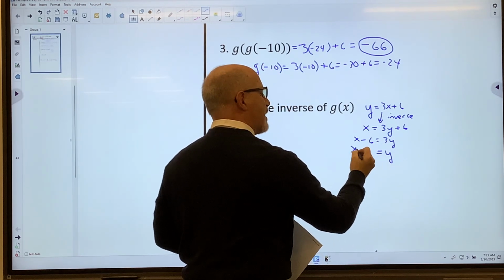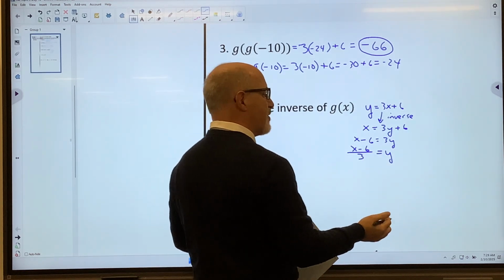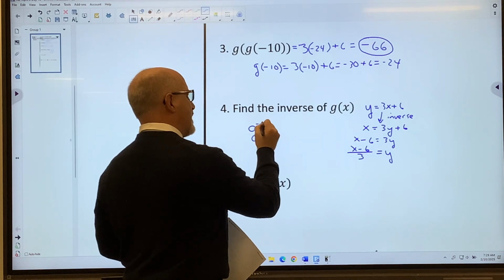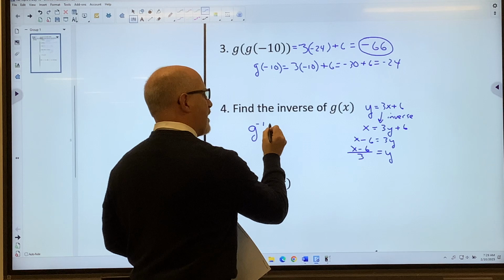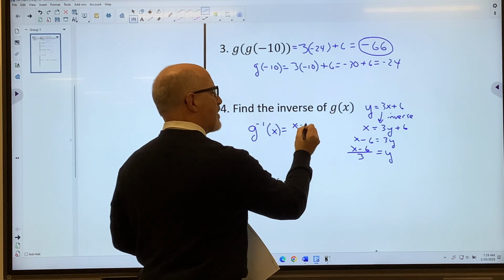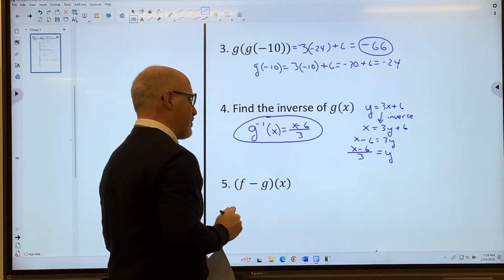And so you get x minus 6 over 3. And so my inverse is this function, and how we usually list it is with a little negative 1. We put g negative 1 of x is equal to this inverse function that we just figured out. So that's how we list the answer.